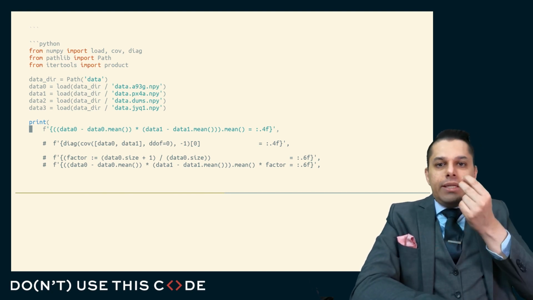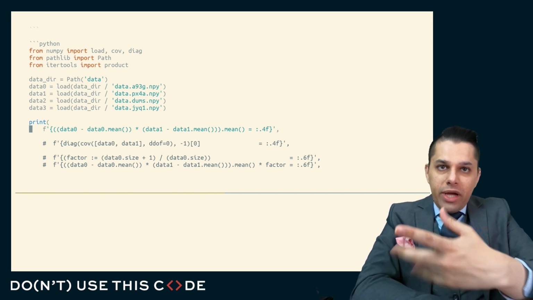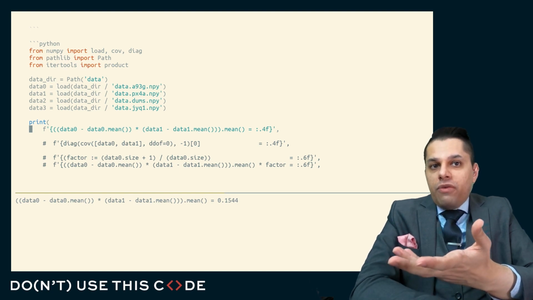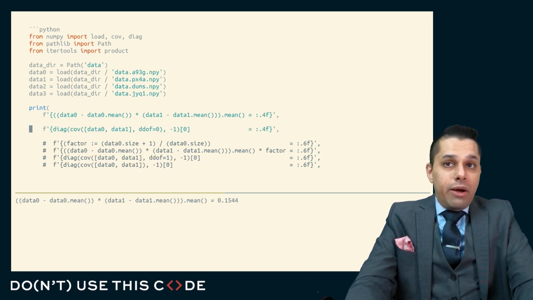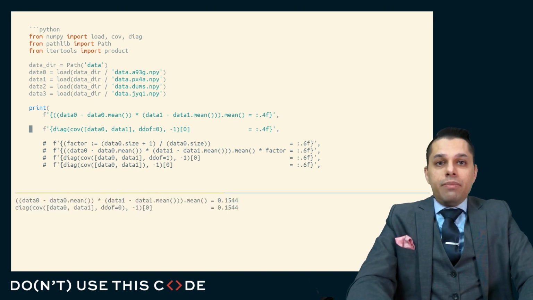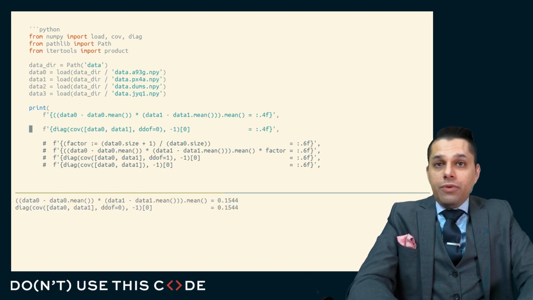This metric here is called the covariance. And so if I compute this, I'll get a value, 0.1544, and that's my value that I'm referring to as the covariance. Now I can compute this directly using NumPy, and you can see I get the exact same value, but I want to talk a little bit about what this is.